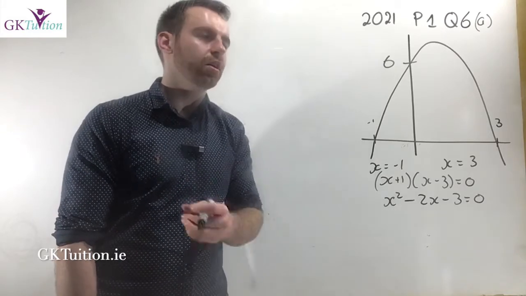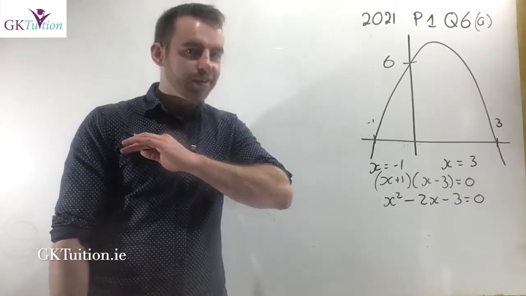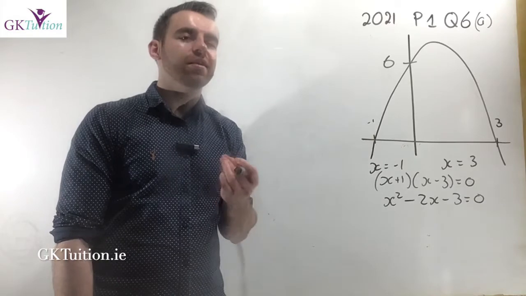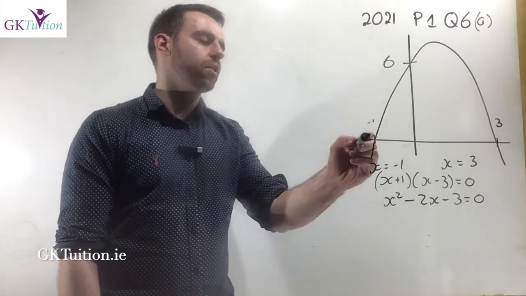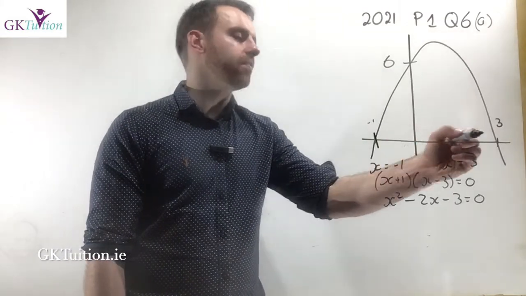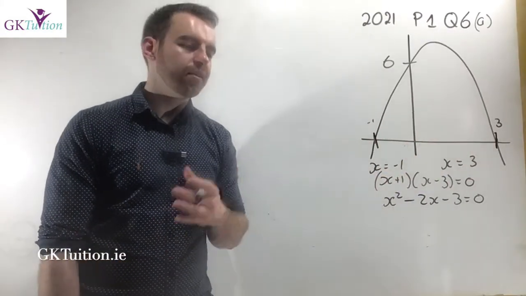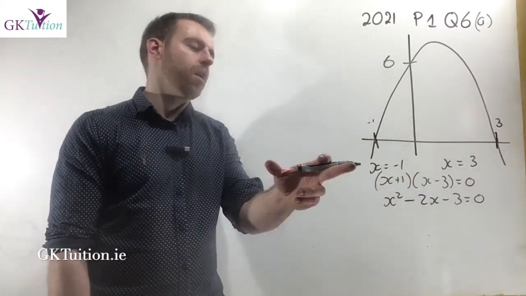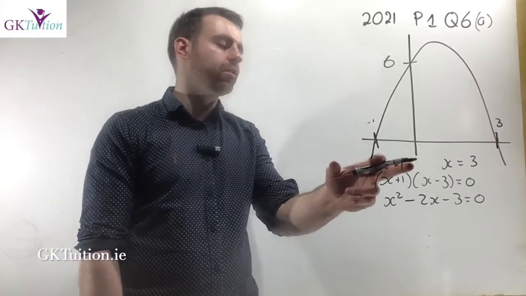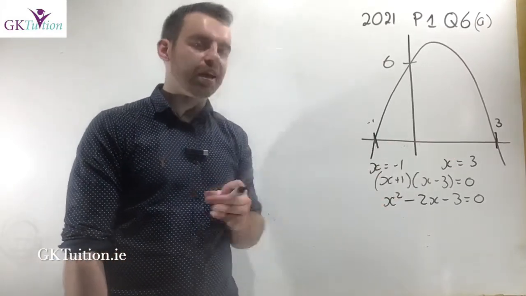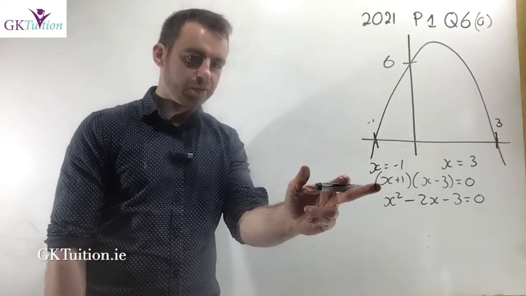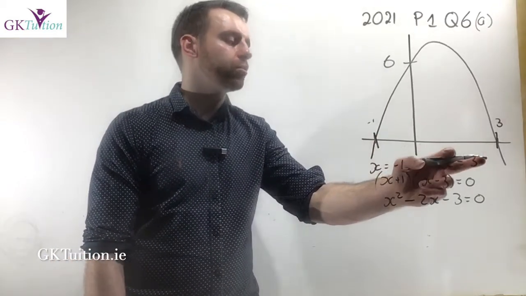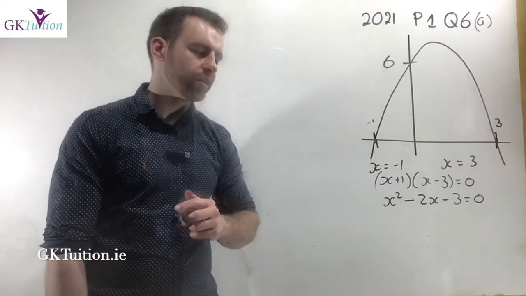You're given the answer, but you should always pretend you haven't been given the answer. The only reason they've given it to you is so that you can do the rest of the question. What we need to focus on first: if you can identify the roots of the curve, then you can identify the factors. I can clearly see that one of the roots is x equals minus 1 and the second root is x equals 3. If x equals minus 1 is a root, then x plus 1 is a factor. If x equals 3 is a root, then x minus 3 is a factor.